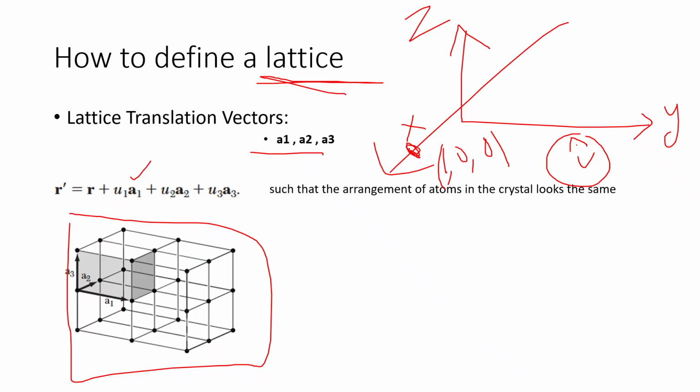So A1 is a vector, A2 is a vector, A3 is a vector, and U1, U2, U3 are integers. So what they are saying is the arrangement is ordered, and if we want to get to any point, we should be able to translate it through integer multiples of these basic vectors. For example, if we want to go to this point, which is simply A1 plus A2 plus A3, we can go there by multiplying with simple integers. So this is a general term. It means that with these three basic vectors, we can map the whole lattice. We can map each and every point.